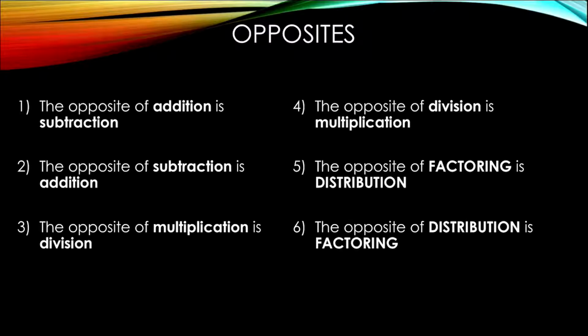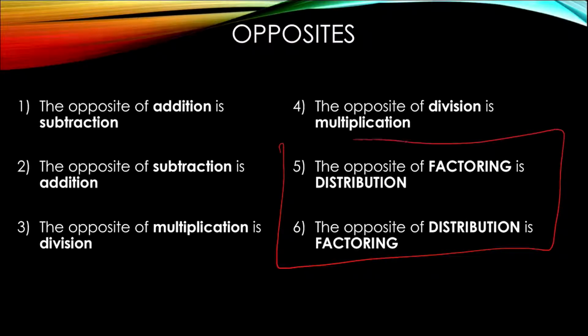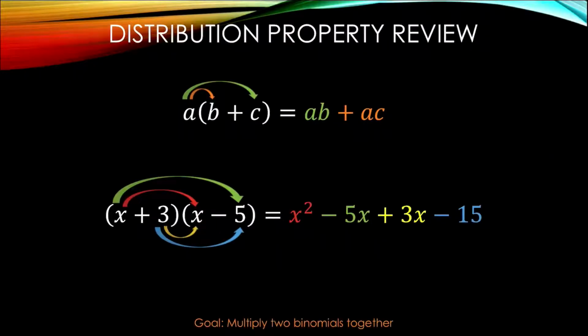Okay, and these are the two that we're really going to deal with these next few lessons. The opposite of factoring is distribution, and the opposite of distribution is factoring. Okay, so that's the concept that we're going to look at. Now, we know how to distribute. If I take this a right here, this is going to be my green arrow, and first I have my a times my b. We get ab here. Then a times c gives me ac. That's how I would distribute, correct?